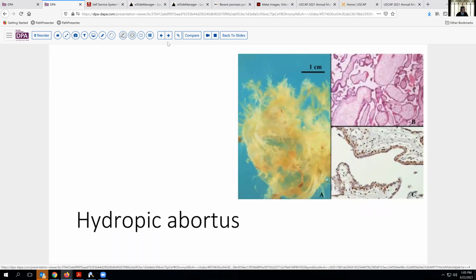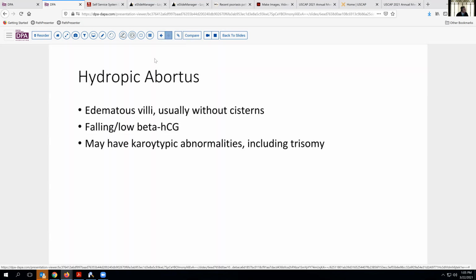So let's go to the slides and see what we can identify here. Well, here in our summary, you see the gross features, slightly edematous villi, not much trophoblastic proliferation, and p57 imprinting is present. Clinically, these things usually present with a falling or low HCG. They may have spotting post-gestation, of course, or a spontaneous abortion. In the laboratory, we can occasionally find karyotypic abnormalities, including trisomy.